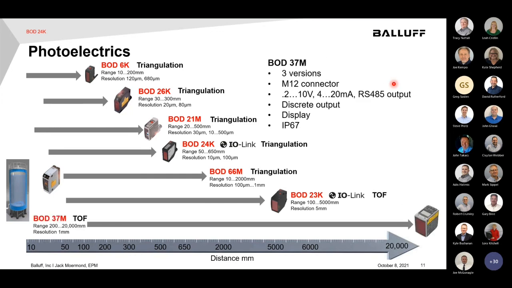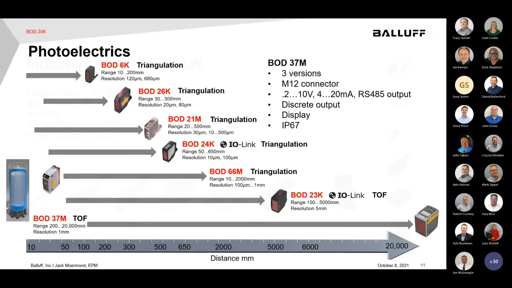And then last but not least is a 37M. This one's got a digital display on it on the 20-meter versions. There's a 10-meter version that does not have a display. Same thing here. You can get voltage, current, or RS-485 output. You'll notice that I put the tank over here, so we could use these guys for level applications. Could be if you're detecting levels of solids or levels of liquids. There are ways to do that. If you're going to do liquids, typically you want to put a floater or something in there, capture that float, and then read your levels that way.